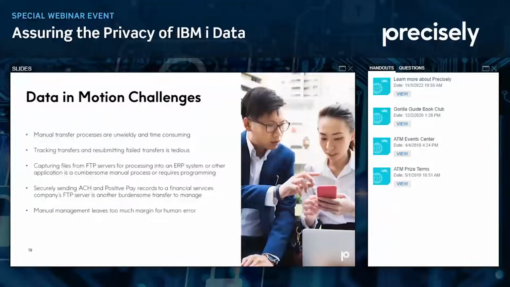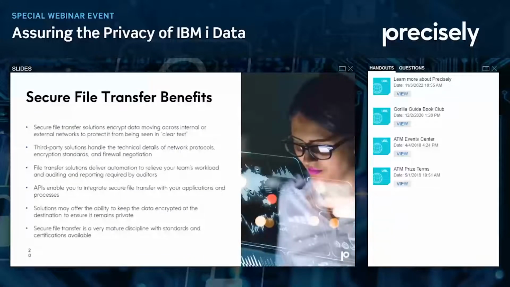So when you look at the challenge here, one of the things that we would say, and some of the pieces that we'd want you to consider, would be a secure file transfer that can encrypt the data as it moves across, as I said, both internal and external networks, and never have it be seen in clear text format as it's moving around. The third-party solutions that you can employ for this kind of thing will handle a lot of the automation details that I mentioned, making sure that things get done on time, that they're logged, that you're able to prove later that the right things happened.